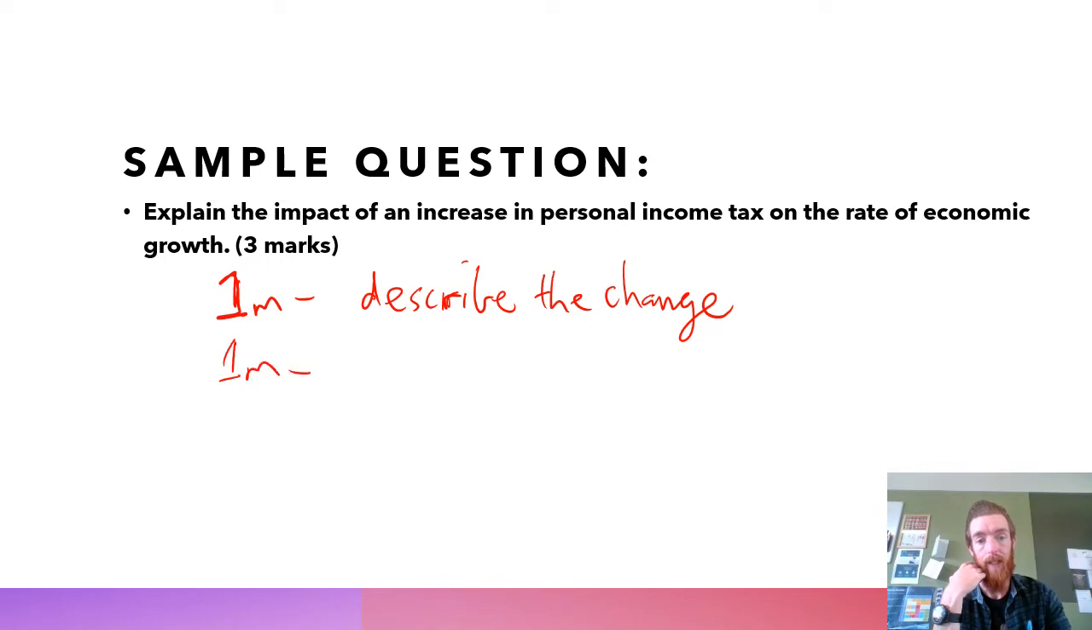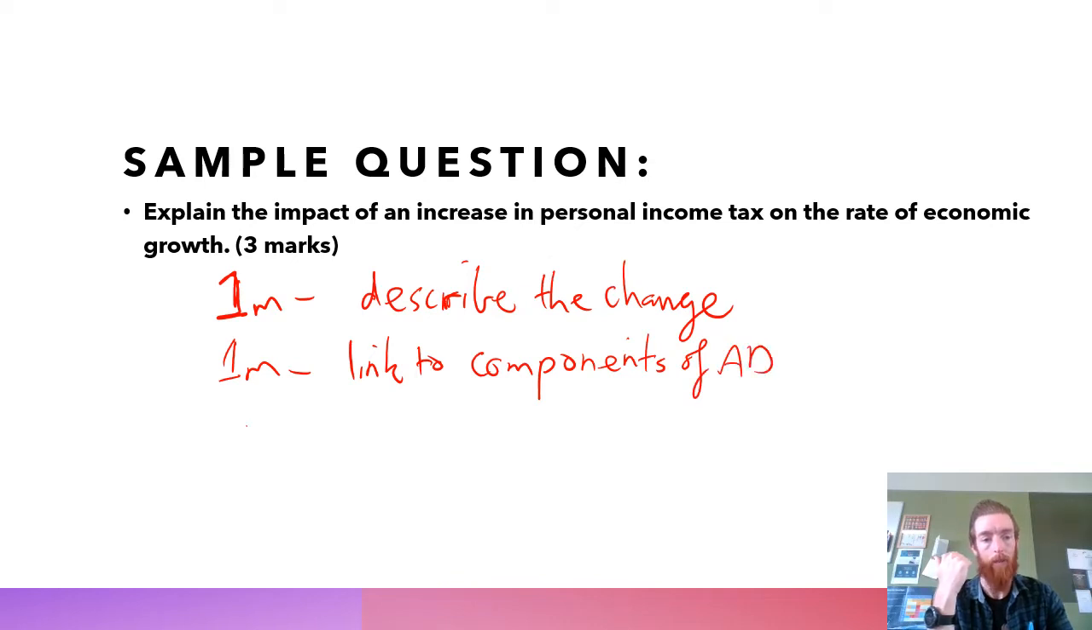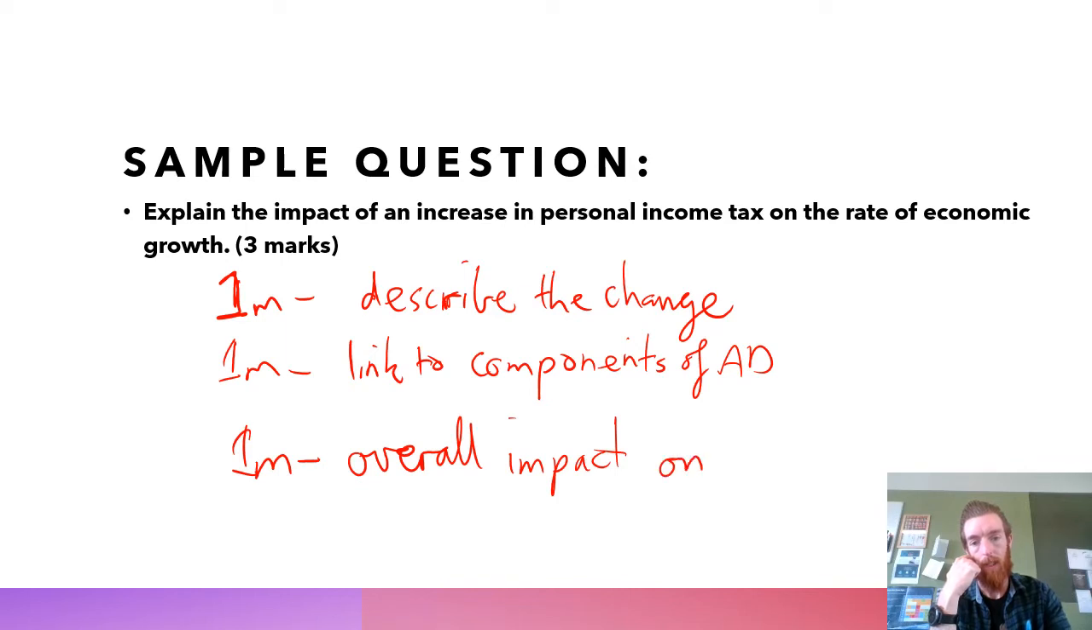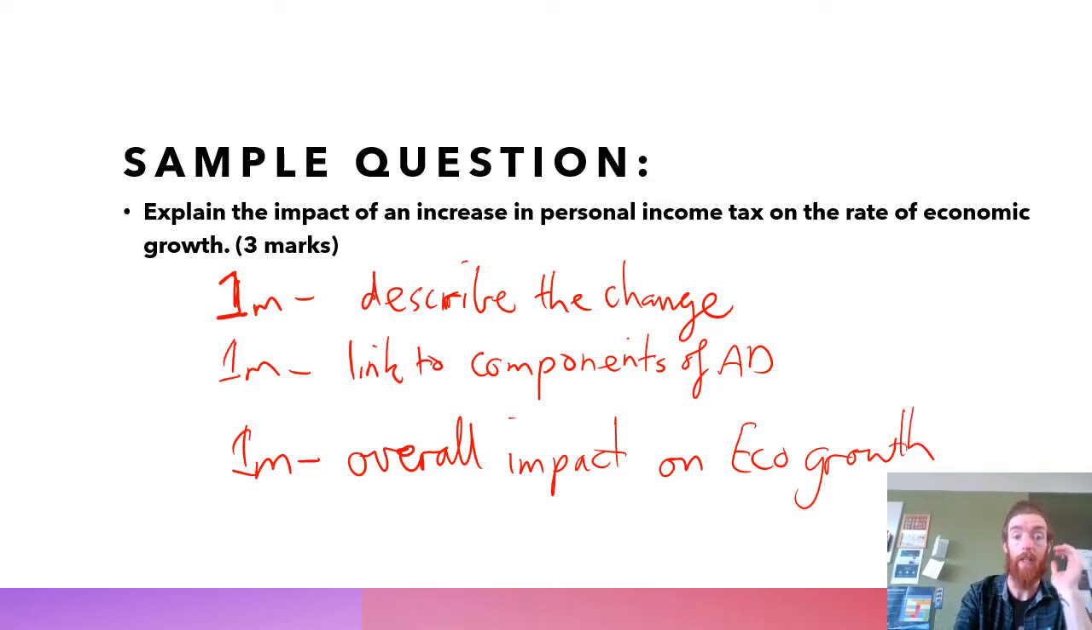1 mark is then link to components of aggregate demand. So that is going to affect personal income, private consumption spending, and taxation revenue. So link to components of AD. And then 1 mark is then for overall impact on economic growth. So you break down to that. If you do those 3 things, you're going to get all of the marks.